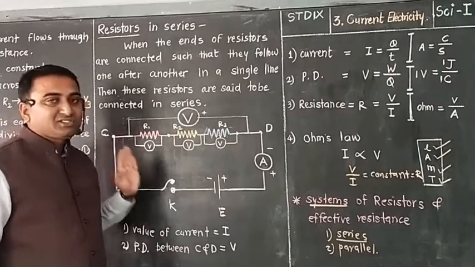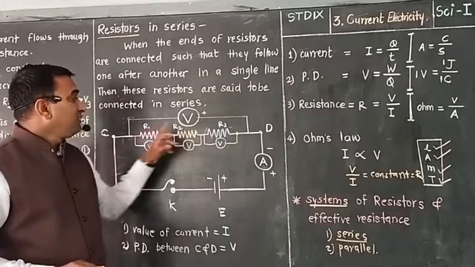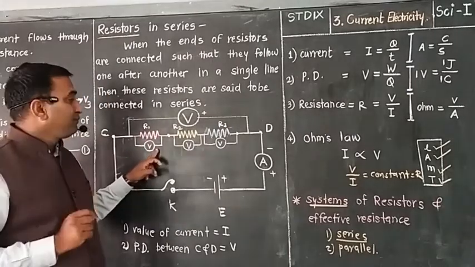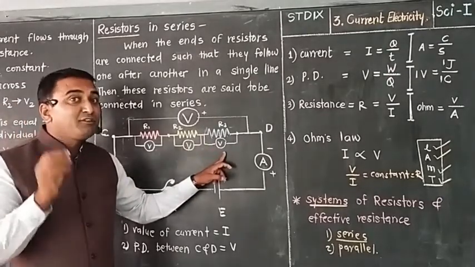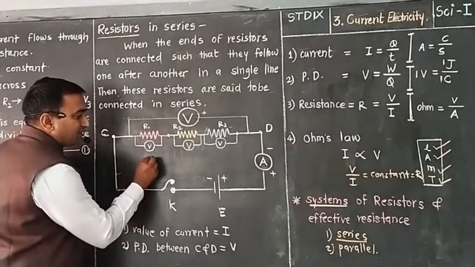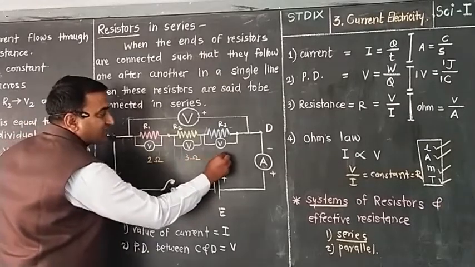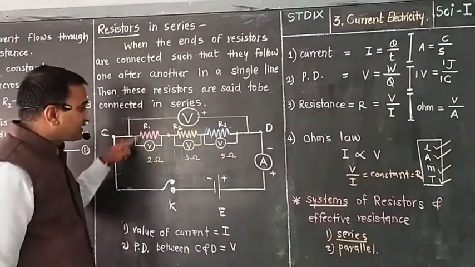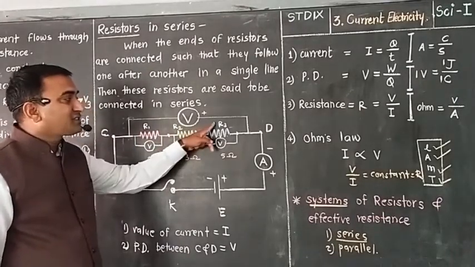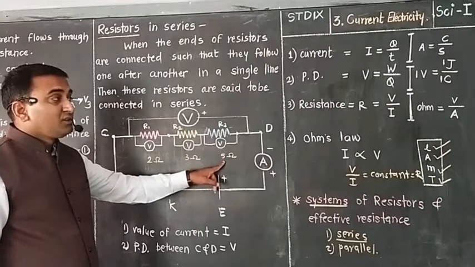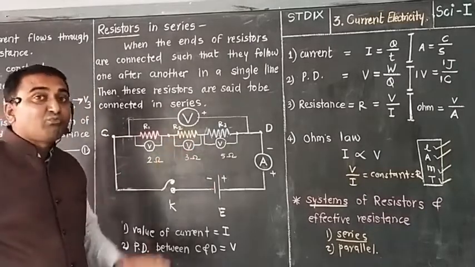So all the 3 resistors are different. Suppose the first is of 2 ohm, the second is of 3 ohm, and the last one is of 5 ohm. Just we are writing here: 2 ohm, 3 ohm, and 5 ohm. So first resistor is 2 ohm, second resistor is 3 ohm, and the last resistor is 5 ohm. See here, as the resistances are different, the more the resistance, the more the opposition.